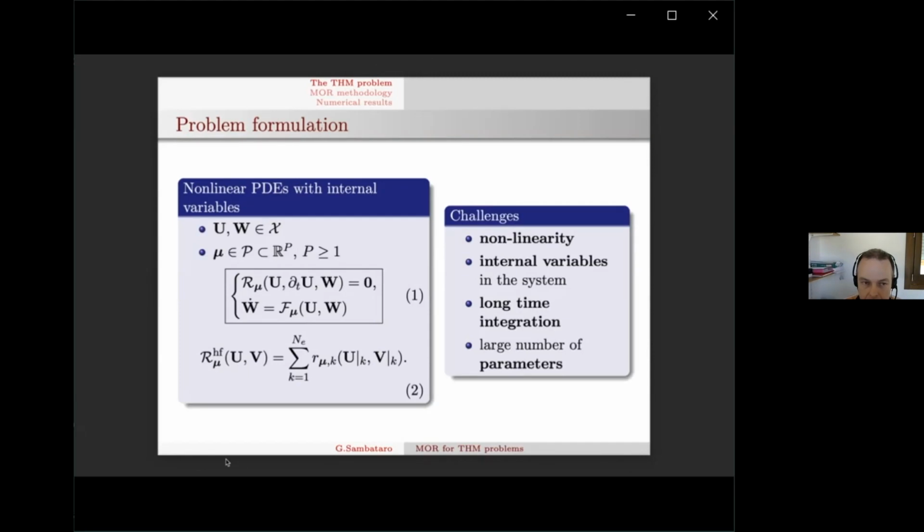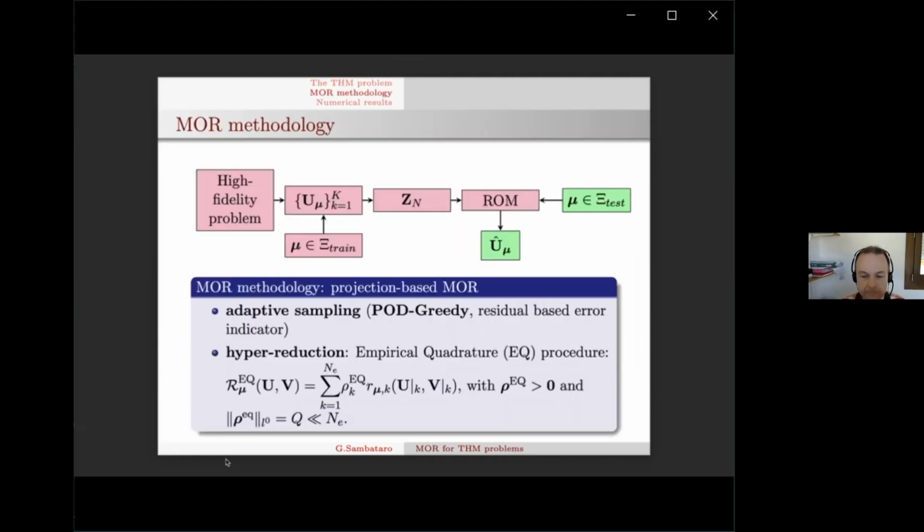Here in equation 2 there is the high fidelity element-based discretization of the residuals. Numerical simulation of system 1 is challenging due to nonlinearity, the presence of internal variables, and a large number of parameters. We adapted and extended the methodology, relying on a projection-based model order reduction.